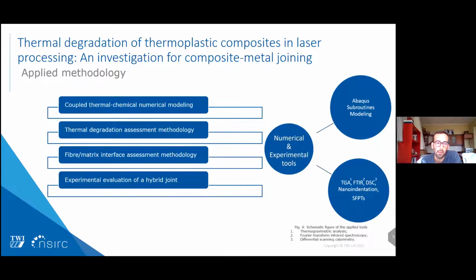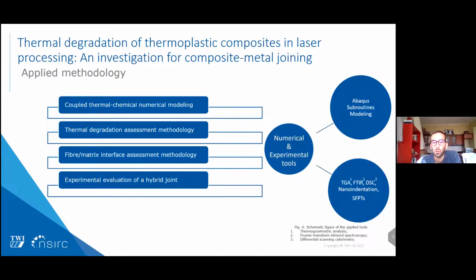And in summary, you can see the four aspects that are examined in this slide. First of all, a coupled thermal chemical numerical model is developed. This takes place in Abaqus software, and Abaqus routines are used. We use this model in order to identify the laser processing conditions that reach high temperatures without degrading the material. And the important element of the model is that the kinetics of the polymer matrix are implemented in the model.